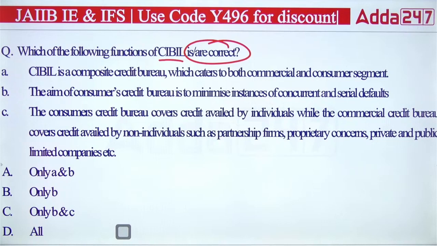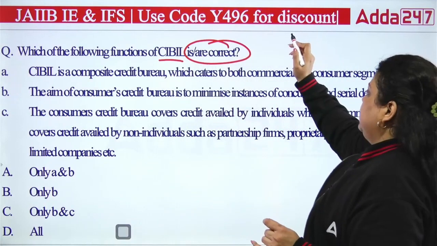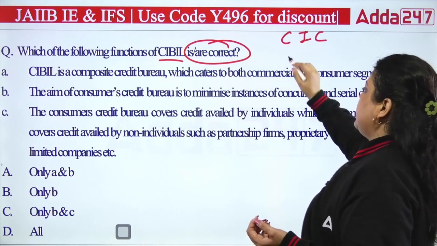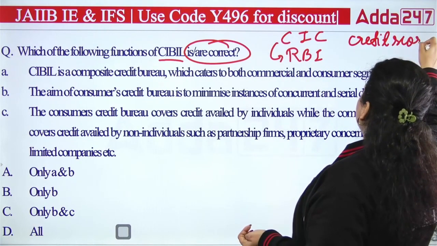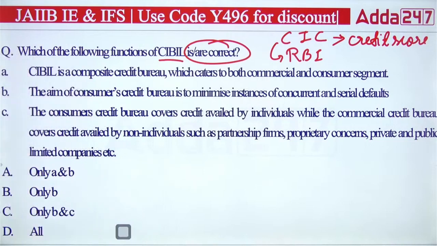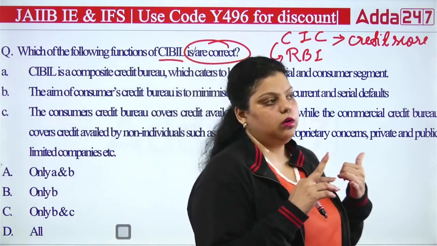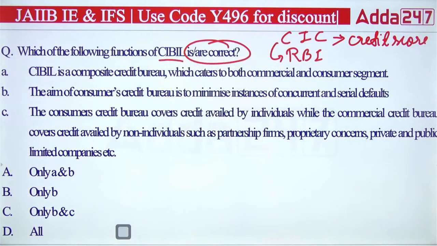When it comes to CIBIL, first of all, it stands for Credit Information Bureau of India Limited. It is a credit information company which is regulated by RBI, and it gives the credit score. It provides the credit score to individuals as well as to commercial units. It provides a score according to their creditworthiness, according to their credit history, or the past history on loan repayment and credit card payments. So that's what CIBIL is: a credit information company regulated by RBI, which provides credit scores to individuals as well as corporates.